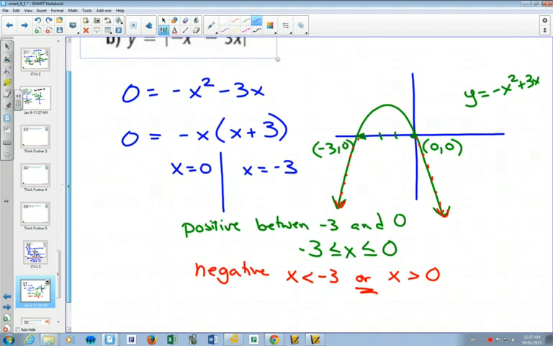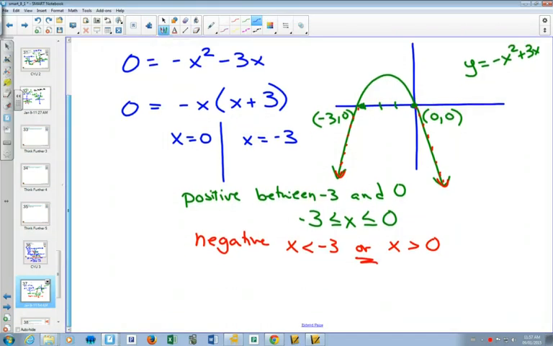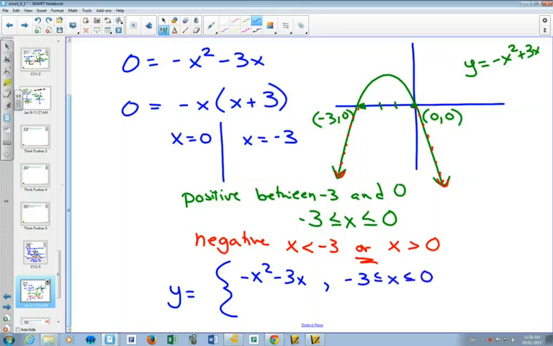So now that we've found out where it is positive, where it is negative, wow, between has two e's in there. There we go. We can write the piecewise notation. So y is equal to fancy squiggle bracket. We rewrite the equation exactly as we have it, -x² minus 3x for where it's positive. And it's positive when -3 is less than or equal to x is less than or equal to 0.